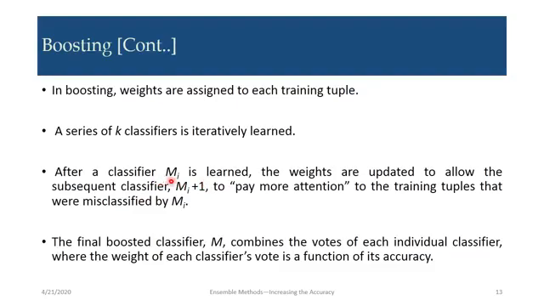to pay more attention to the training tuples that were misclassified by Mi. If you are having an error, to minimize it, suppose you are using backpropagation, you can adjust the weights and allow the next classifier, Mi plus 1, that is M2, to pay more attention to the misclassified tuples, because we had some misclassification in the previous model. That's why we improve our model to handle it properly. So the final boosted classifier M combines the votes of each individual classifier, where the weight of each classifier's vote is a function of its accuracy.